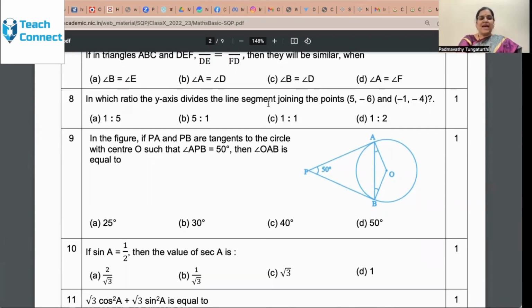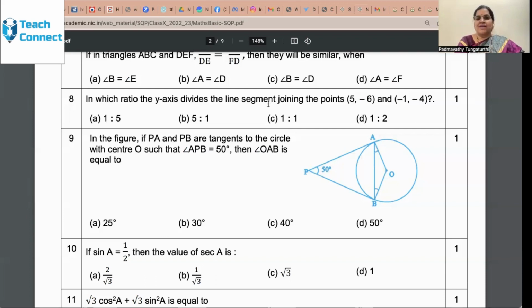In which ratio does the y-axis divide the line segment joining the points 5, minus 6 and minus 1, minus 4? Now this line segment is joining the points, in which ratio does the y-axis divide it? Now the child should understand the y-axis has x component as 0. Does the child know the y-axis x point is 0 and the x-axis y point is 0? This is the point skill where the child has to score marks. Coolly, let the child complete concept after concept. Now, what is the other question which can be framed here?